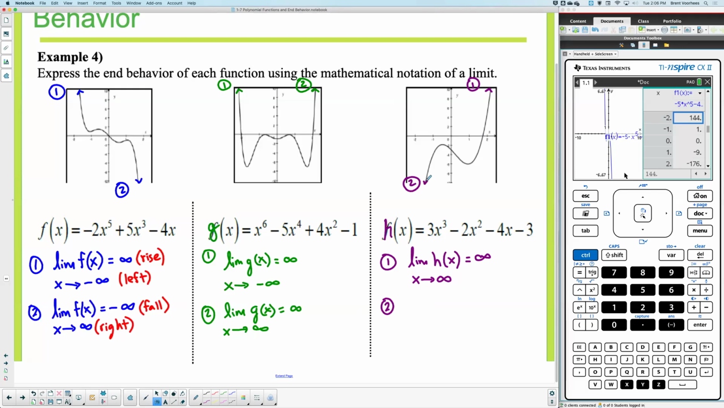Okay. This second arrow here, what's it doing? Is it moving to the left or to the right? It's going to the left. So what symbol represents going left? And what happens as we move left? Does the graph rise, fall, flat, or come to a point? Falls. What symbol represents falling? Negative infinity. You got it. That's how you'd write that.